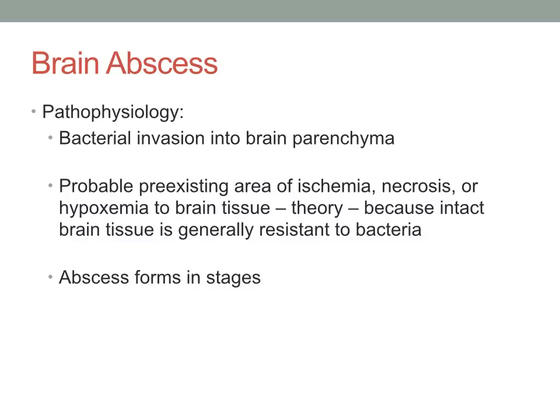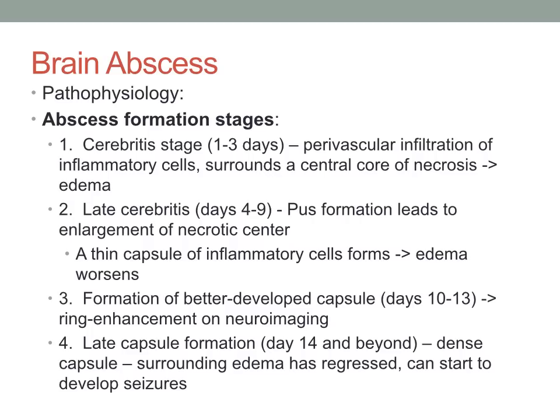Now this forms in stages, so here we go. Here's the first stage. You get the cerebritis stage that happens in about 1 to 3 days, and you get a perivascular infiltration of inflammatory cells. So right around the vasculature, you get inflammatory cells, and that surrounds a central core of necrosis.